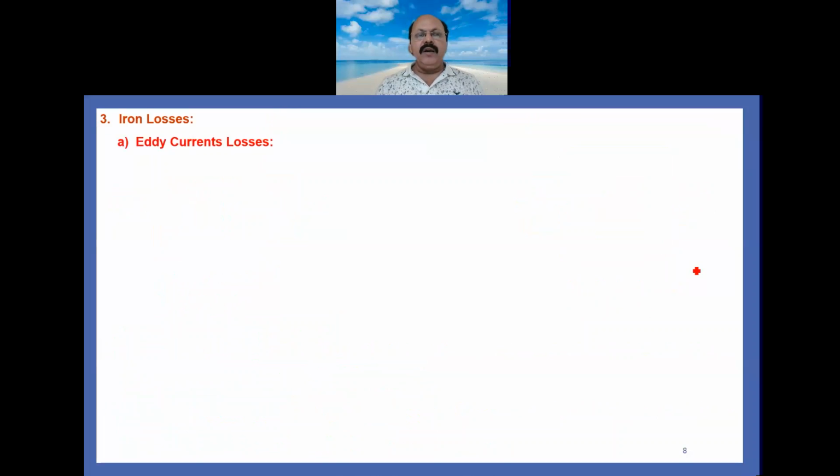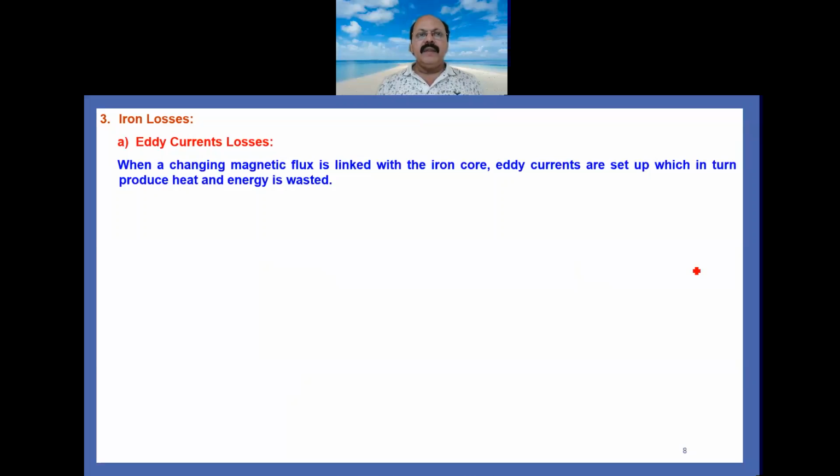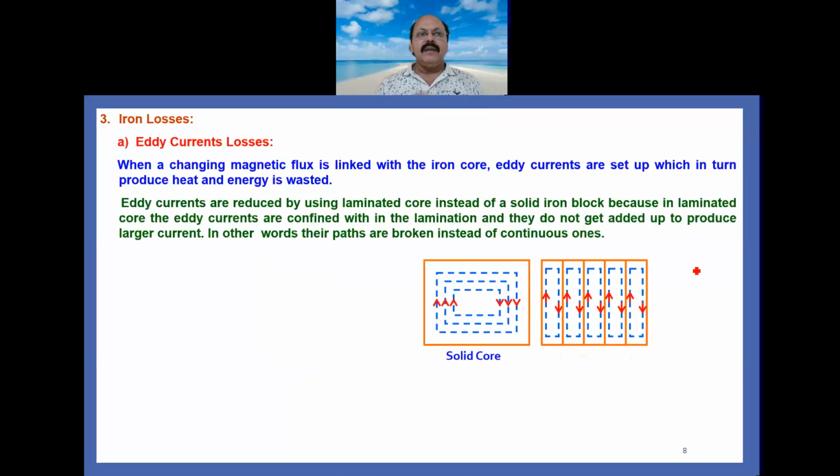Third one is iron losses, which is further classified into eddy current losses and hysteresis losses. So first one is eddy current losses. Eddy current is basically an induced current. So when a changing magnetic flux is linked with the iron core, then eddy currents are set up, which in turn produce heat and energy is wasted.